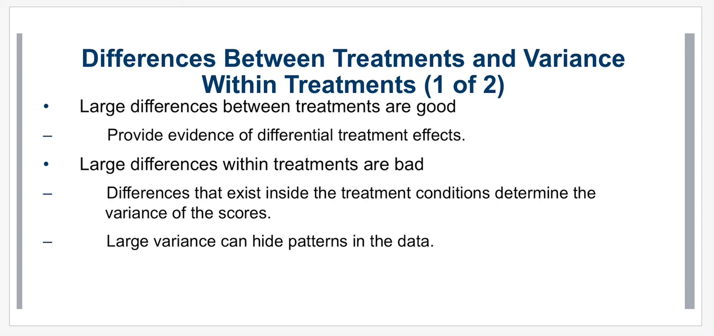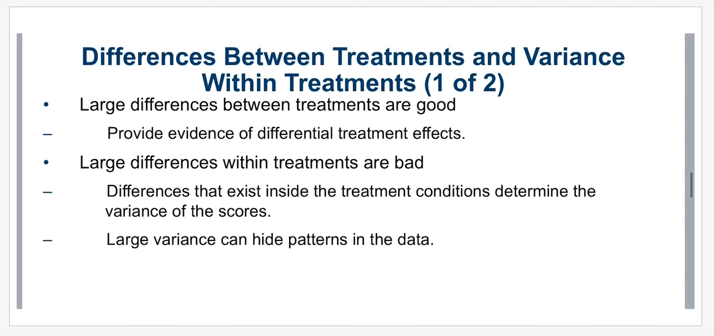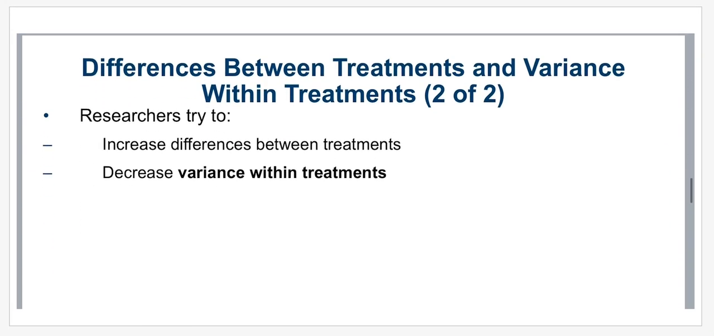What we're talking about here is the differences within the groups, the individual differences between the participants within each group. We don't want that to be large. We don't want there to be a large variance within the groups, because again, that adds that static, that interference. Then we can't really determine whether or not our independent variable or our treatment had an effect. So the differences that exist inside those treatment conditions is determining that variance again. And so we want that to be as small as possible. The large variance is what hides those patterns in the data, like I just said. That's just another way to word it.